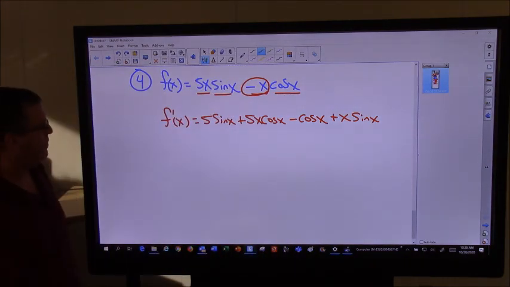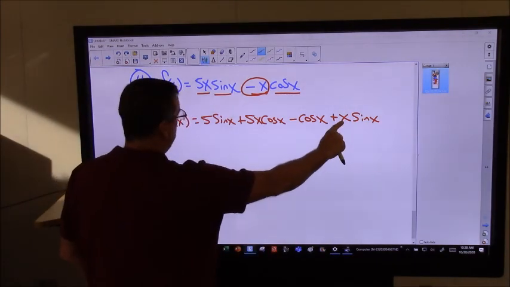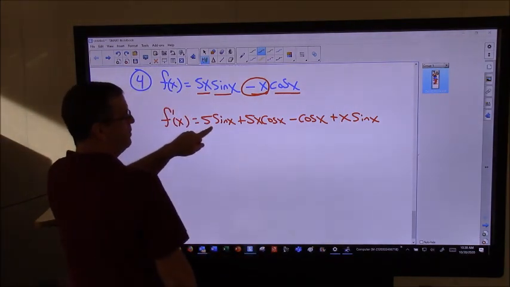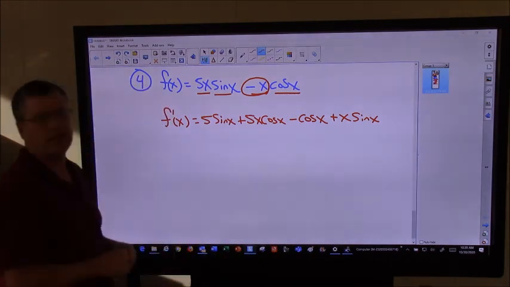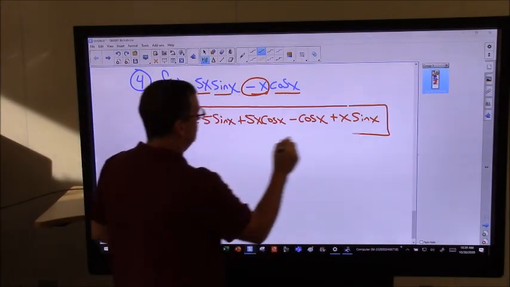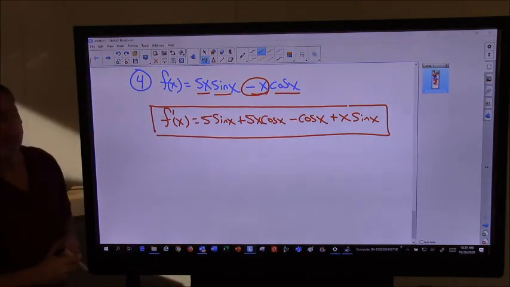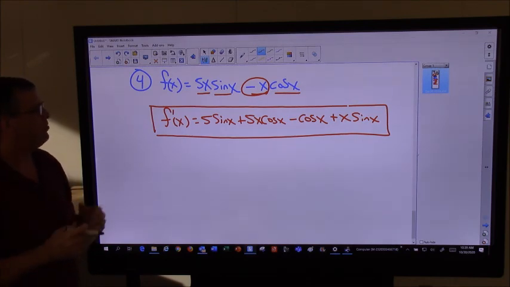And then I'm checking to see if I have any like terms here. Here my sine function has an x, but here it doesn't, so you cannot add those. Here the cosine has an x, but here it doesn't. So I can't add those either. So that means I'm done. That wasn't too bad. All right, that's it. That's what we have for today.